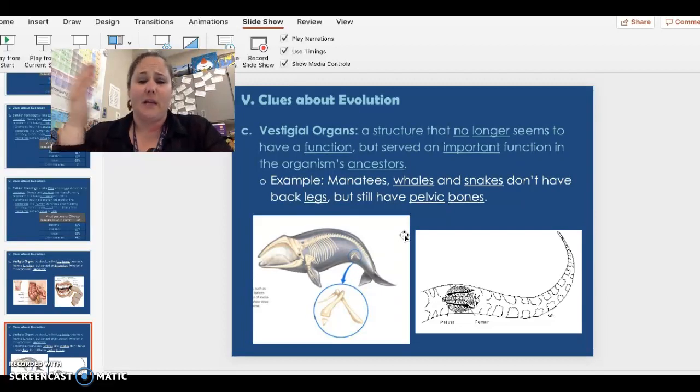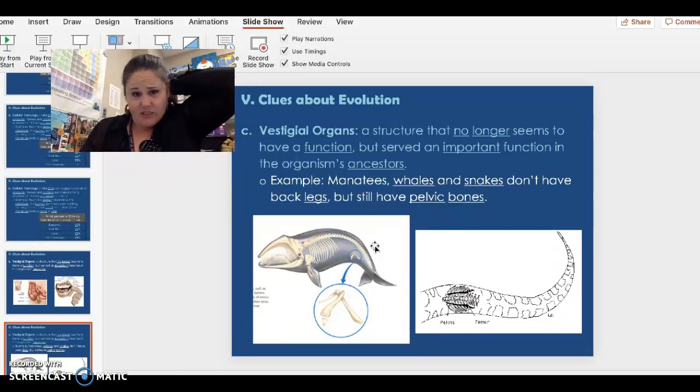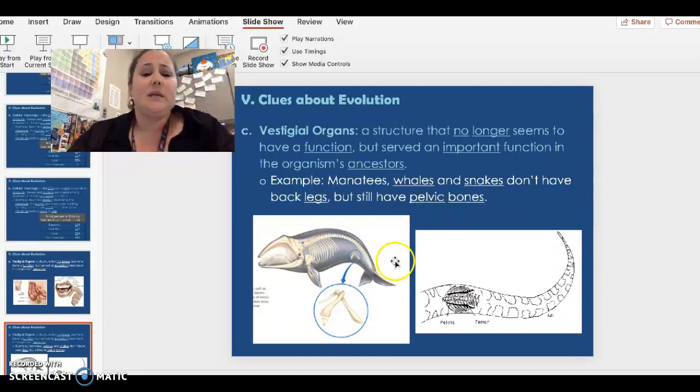Ones that are not us to think about is pelvic bones. So manatees, whales, and snakes do not have back legs, but they have pelvic bones. A pelvic bone is used for your legs to attach to. It's your pelvis, your hip. So look at the pictures here. Okay, they don't have legs, but they have something for legs to go into. Because again, the theory is they're vestigial organs and they used to have a purpose. They used to hold legs. These animals used to walk on land. So that's a vestigial organ. Miss Kirchner's favorite. My memory trick is if you don't need a vest, you throw it away.